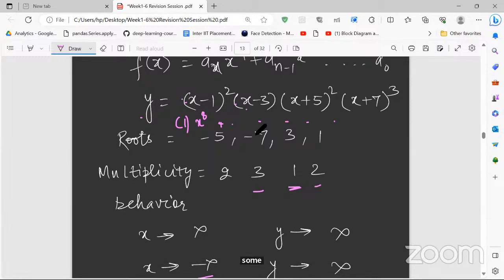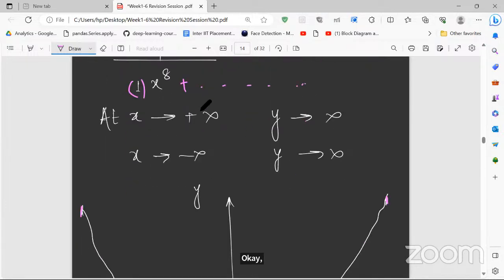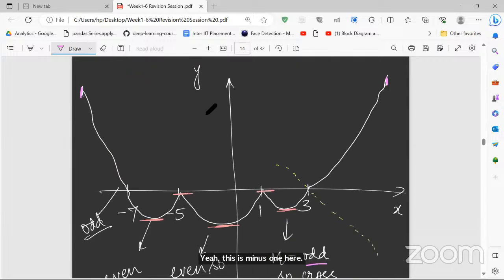If this is -1 here, then you would have taken -1. Okay, and then you can just take the leading term. Based on the leading term, you can get an idea of how to start and how to end. Once you have the idea about how to start and how to end, just check what the roots are and the multiplicity.